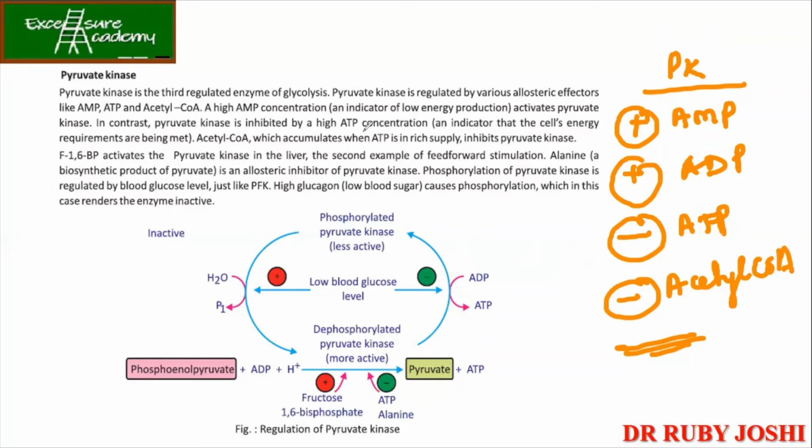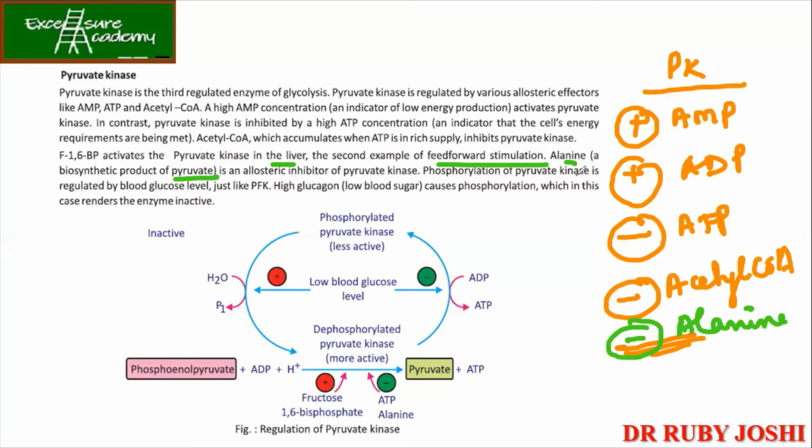Now, F16 bisphosphate, that is fructose 1,6 bisphosphate, activates pyruvate kinase in the liver. The second example of feed-forward stimulation. Alanine, a byproduct of pyruvate, is an allosteric inhibitor of pyruvate kinase. Again, negative is alanine.